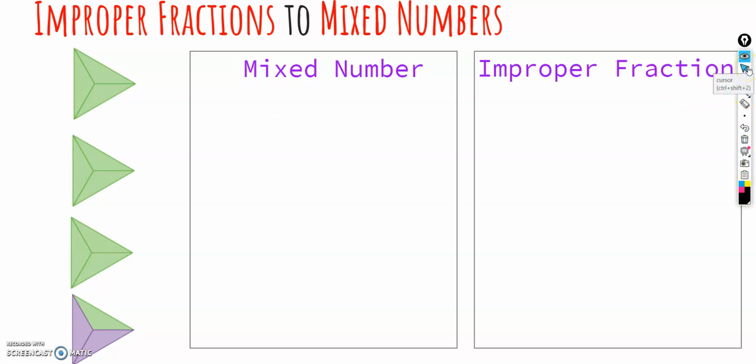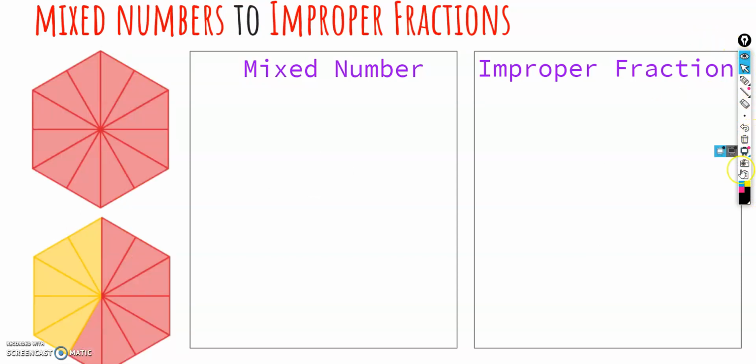Okay, we're going to go to the next one. This one is broken into 12 pieces. So we're going from mixed numbers to improper fractions. So our mixed number, how many wholes do we have? We have 1 whole filled in. And then how many of that other one do we have? We have 1, 2, 3, 4, 5, 6, 7. It's a little bit off the screen, sorry. There's 7, and I said the whole amount is 12 pieces.